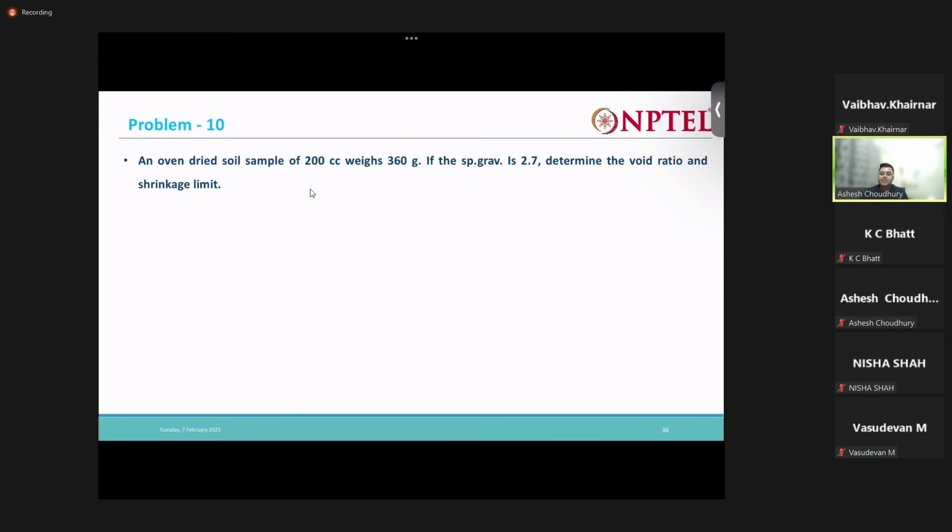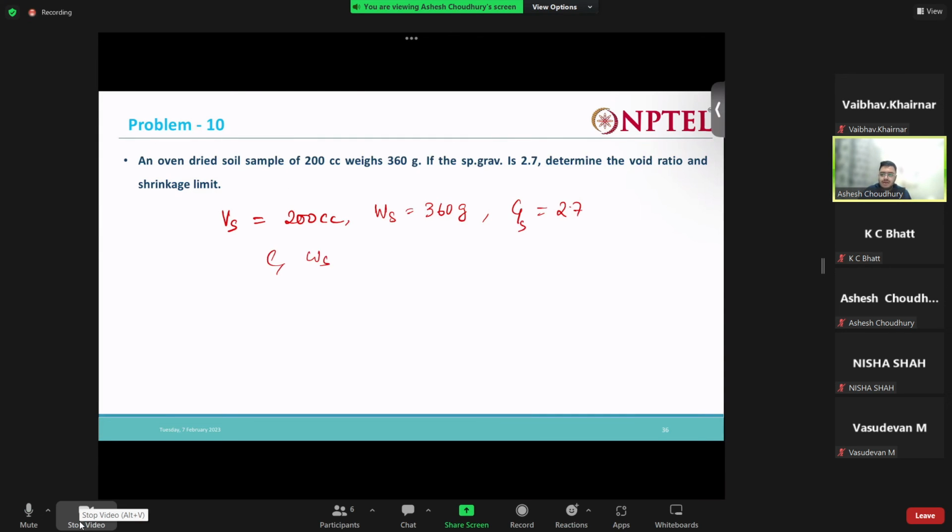So we have an oven-dried soil sample, and its volume and weight are given. As the soil is oven-dried, you can directly write the volume of soil solids as 200 cc and the weight of soil solids as 360 gram. These two data are given to you. Also the specific gravity is 2.7. We need to determine the void ratio, e, and the shrinkage limit. Okay, so let us see.